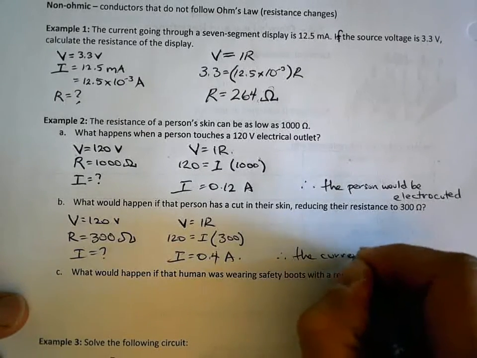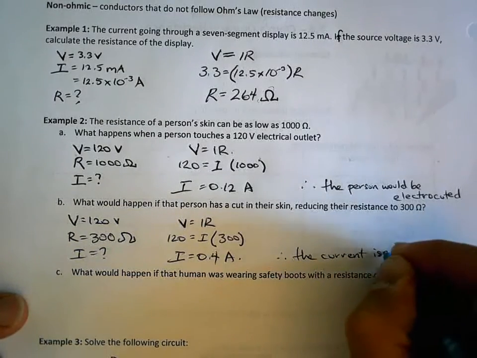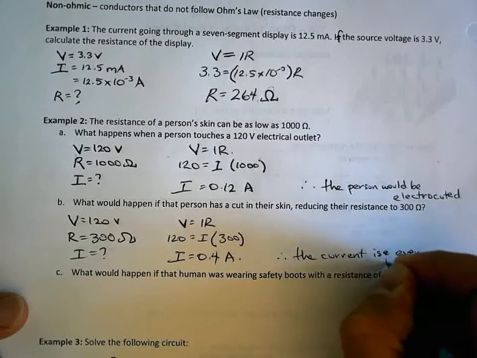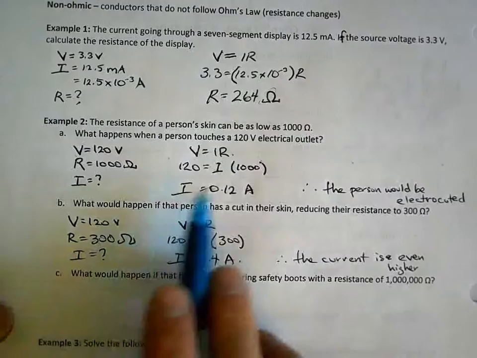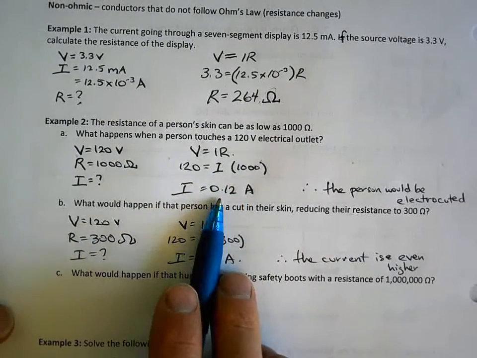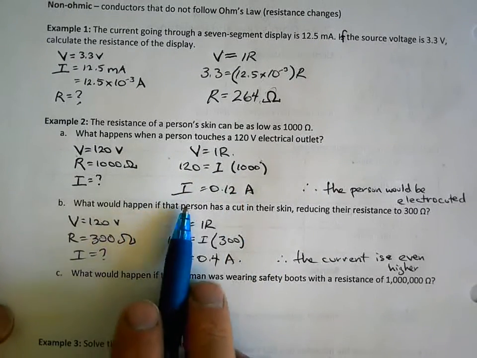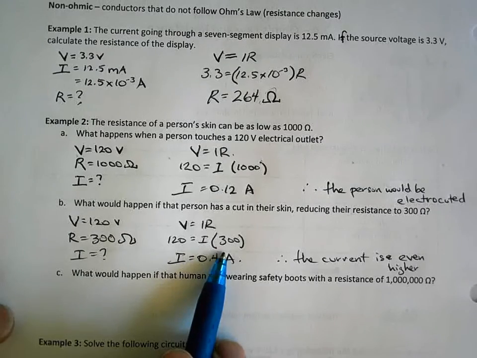In this case, the current is even higher. So you can see that there's an inverse relationship. As the resistance goes up, the current comes down. And as the resistance goes down, the current goes up.